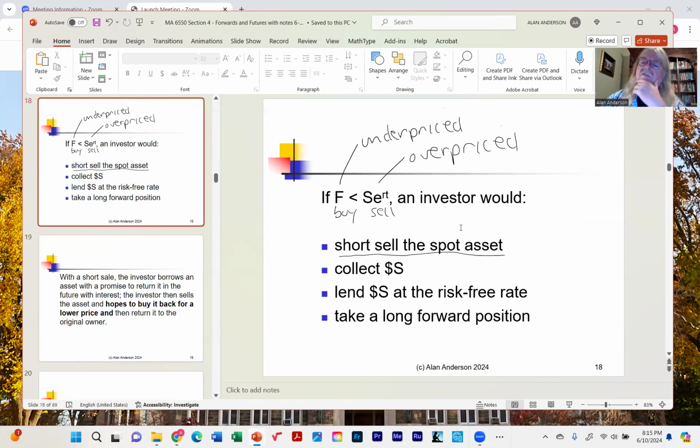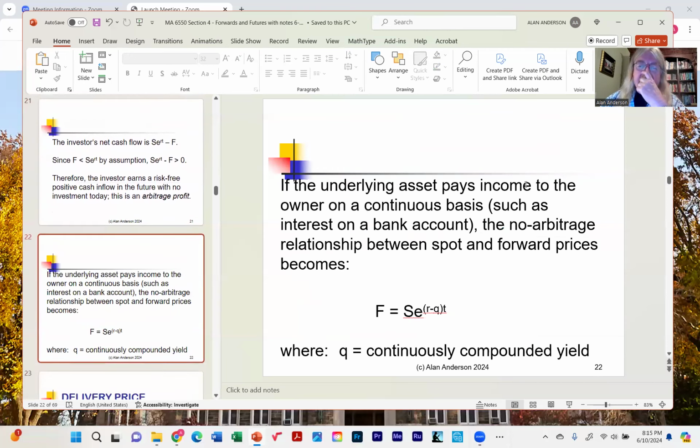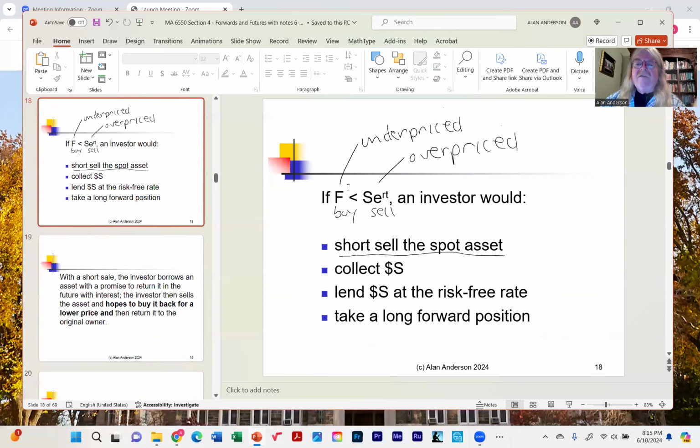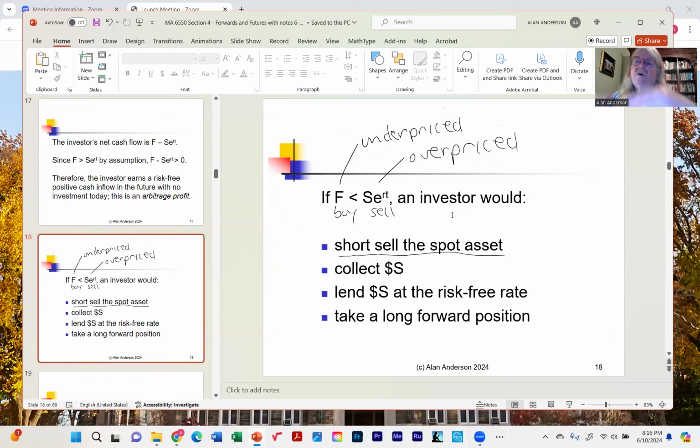And again, like before, if I can make arbitrage profits, everyone else will do the same thing. And then the prices will adjust until they're equal to each other again. So of course, what this implies is that if F being above SE to the RT leads to arbitrage, and F being less than SE to the RT leads to arbitrage, the only way we can avoid arbitrage is if the two sides are exactly equal to each other. So that's why we call this an arbitrage-free relationship, because it can't be violated without leading to arbitrage profits. And if there are profits like that, the relationship will correct itself very quickly.